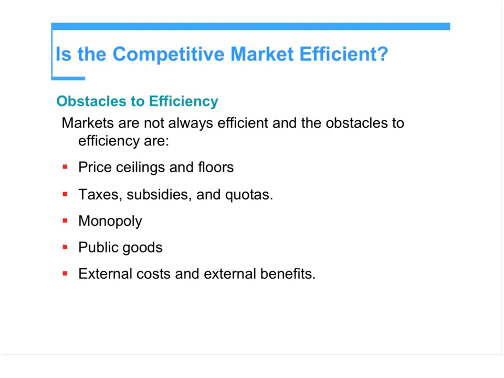And here's the link to Noam Chomsky's speech. So taxes, subsidies, and quotas, and monopoly, public goods, and external costs and external benefits. You're very welcome. So all these are obstacles to a competitive market.